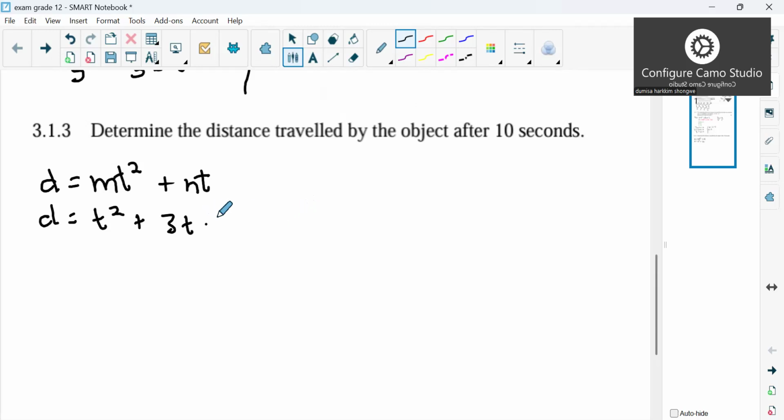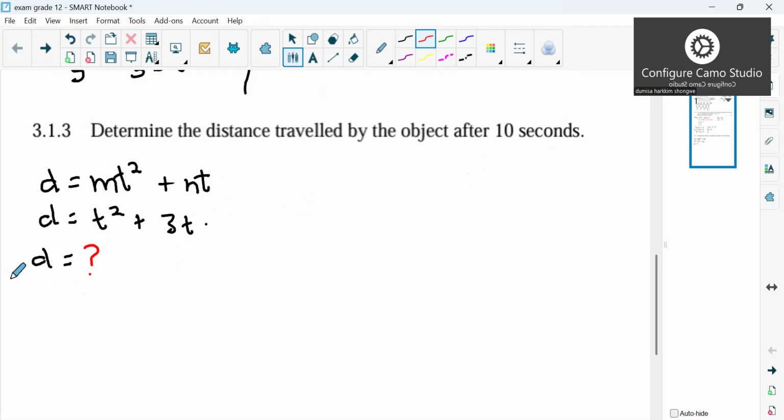So I'm going to write that D is a question mark. We have no idea. And then it means we're given T. Now let's go and find it in our statement. What is T? They said determine the distance after 10 seconds. So what is our T then? Our T is 10 seconds. So we're going to say T is 10.